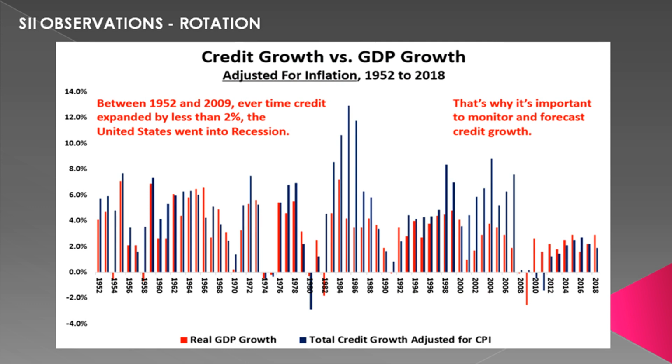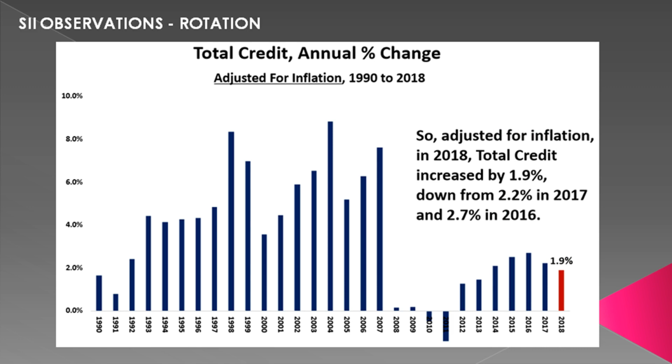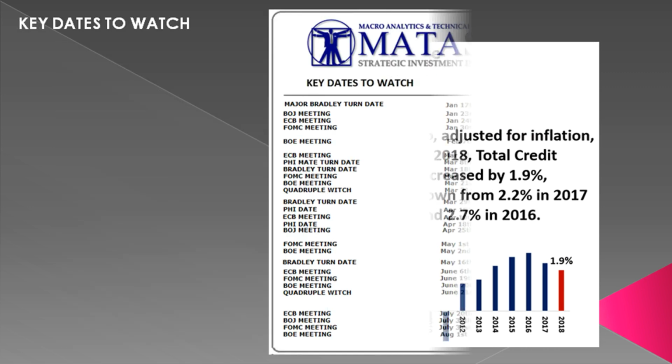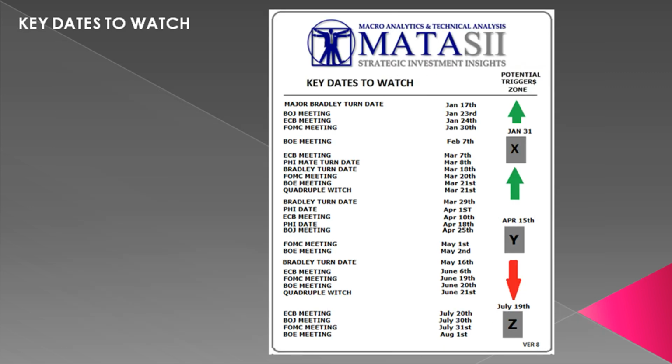To put this all into perspective, between 1952 and 2009, every time credit expanded by less than 2%, the U.S. went into a recession. Adjusted for inflation in 2018, total credit increased by only 1.9%, down from 2.2% in 2017 and 2.7% in 2016. Taking rates down dramatically is likely not going to be enough, especially as price inflation picks up and salary and labor pressures continue to mount. The key dates to watch between now and August 1st are shown here.